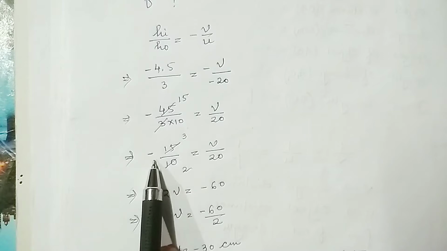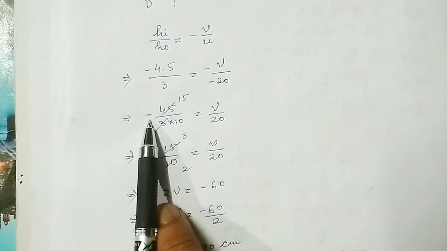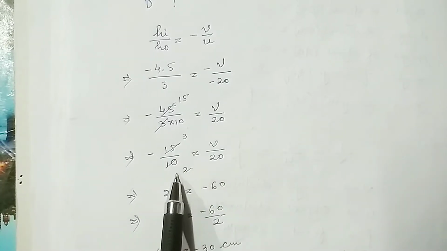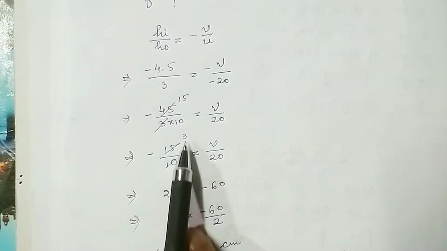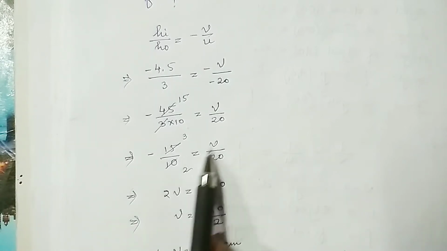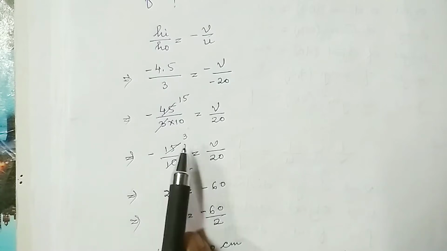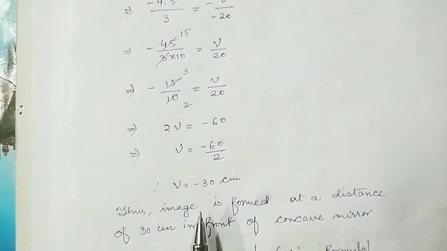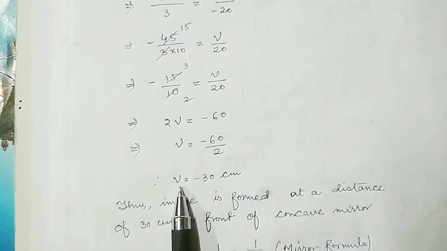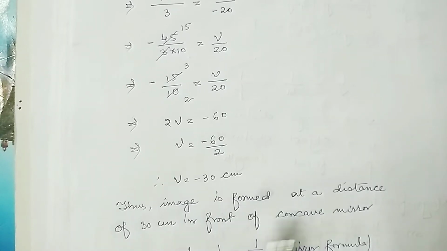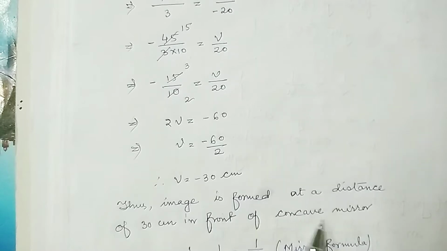So here we got 15 by 10 equals v by 20. This 15 and 10 can be cancelled by 5: 5 threes are 15, 5 twos are 10. So if we cross multiply, 2 times v equals minus 3 into 20, which is minus 60. So v equals minus 60 by 2. So v we got is minus 30. Since v, which is the image distance, is minus 30, that means the image is formed at a distance of 30 cm in front of the concave mirror.